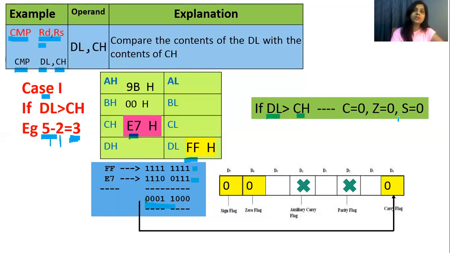Now let's assume a situation in which we don't know what CH holds or what DL holds. But still we want to know if the data available in DL is greater than CH or not. So what we should do is execute this compare instruction, that is compare DL comma CH, and then check the status of the flags. If we get this particular combination of flags, then we can conclude that the data available in the DL register is bigger than the number available in the CH register.